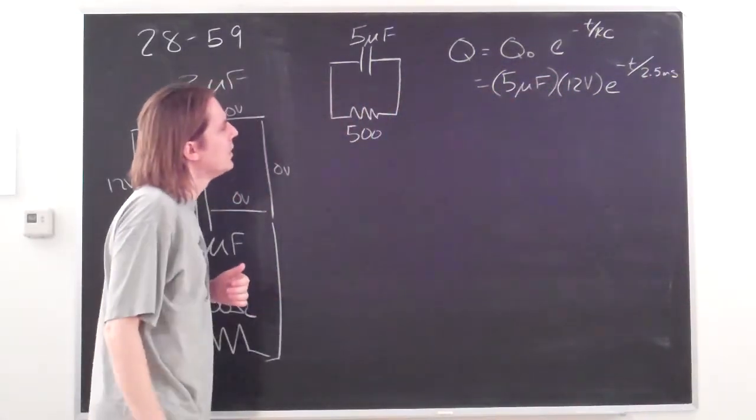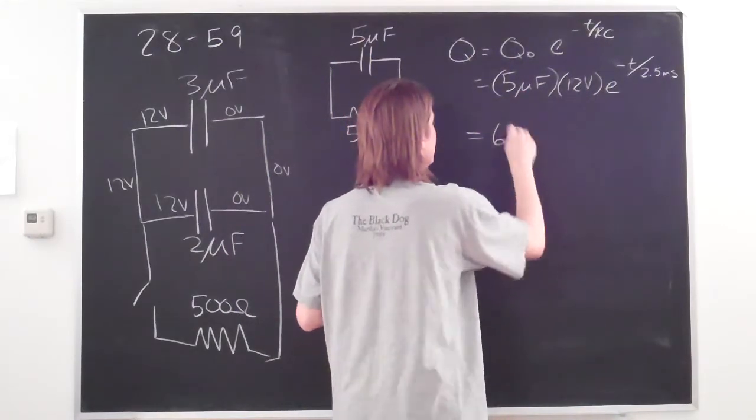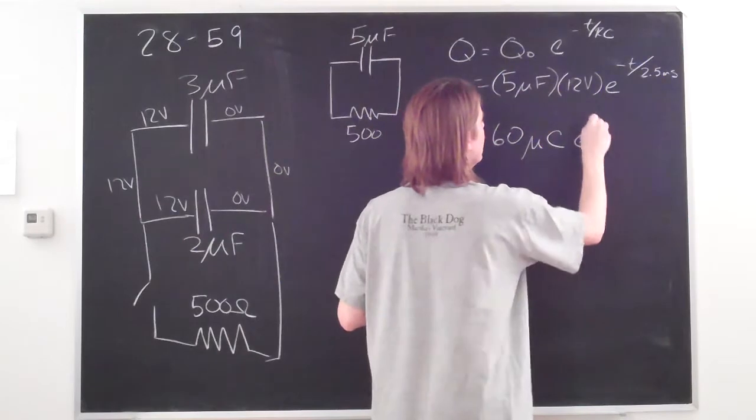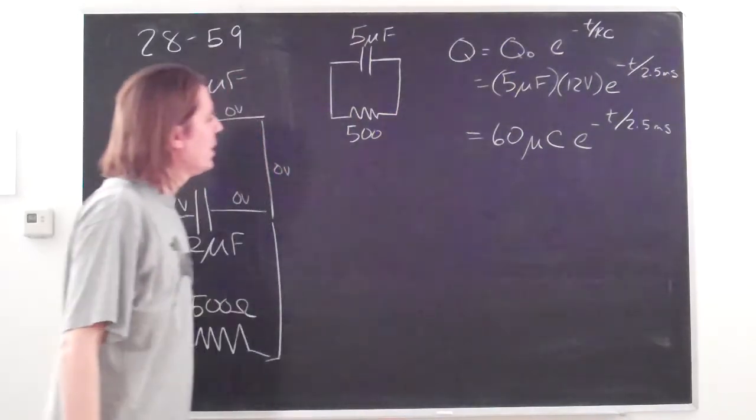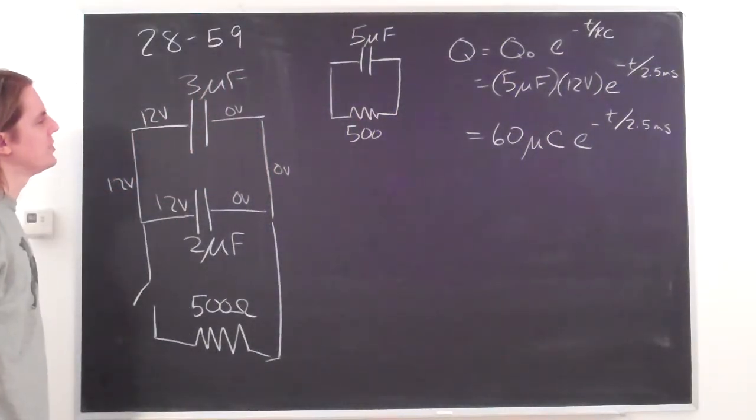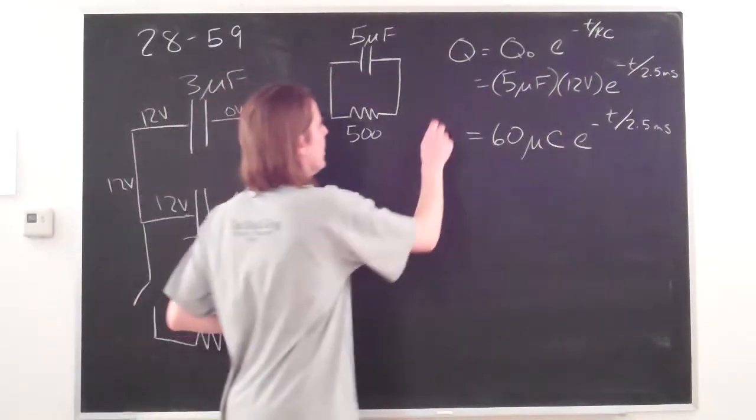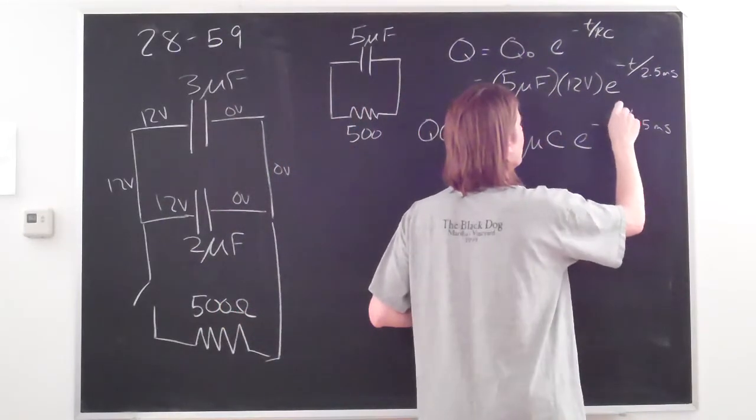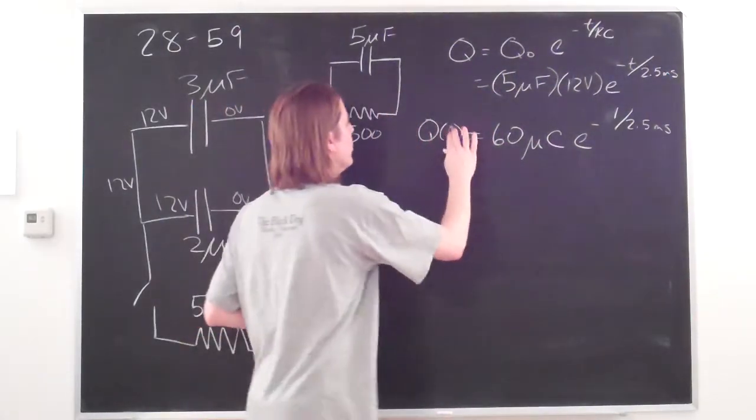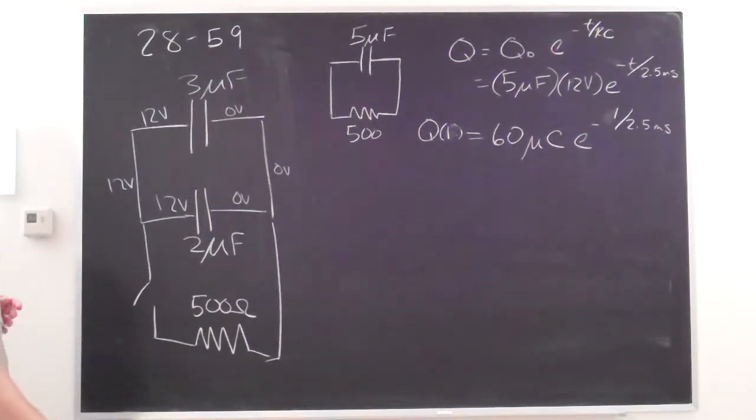We can work on that a little more. That's 60 microcoulombs times e to the minus t over 2.5 milliseconds. We wanted to know what the charge is on each capacitor at a time of 1 millisecond, so we can write the total charge as a function of time and put 1 millisecond there. The charge at 1 millisecond is 60 microcoulombs times e to the minus 1 over 2.5. Let's see what we get.